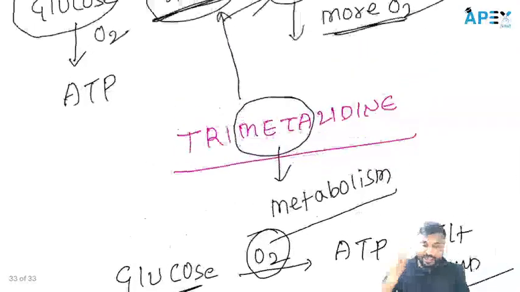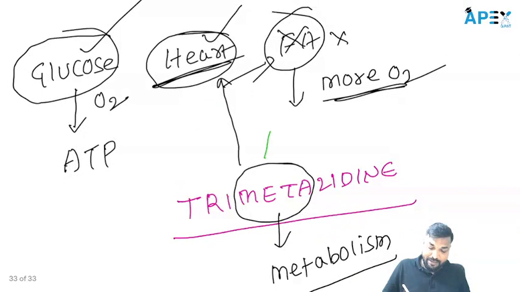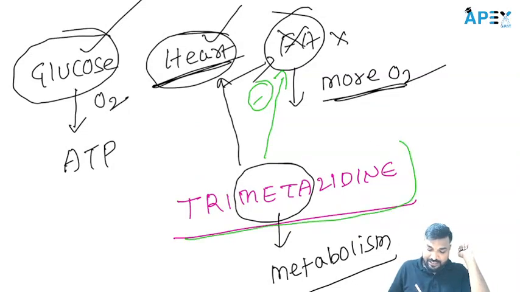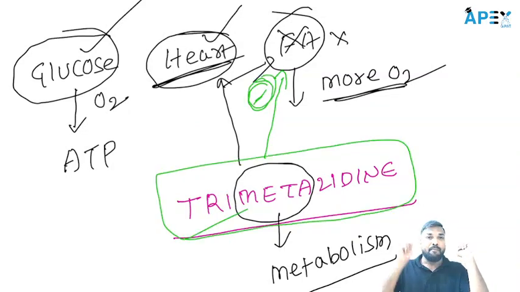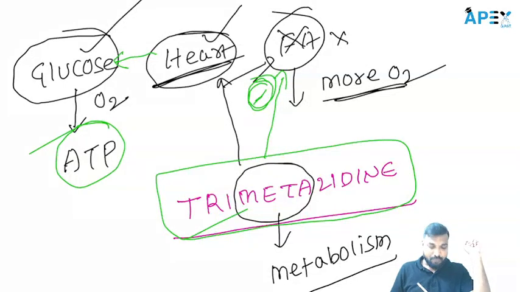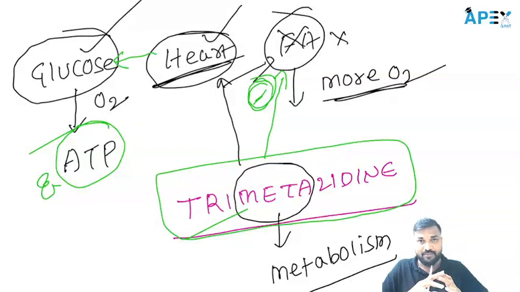Indirectly, what is trimetazidine doing? It inhibits fatty acid oxidation. Indirectly, trimetazidine inhibits the beta oxidation of fatty acid. So when the beta oxidation of fatty acid is inhibited, the heart starts utilizing glucose and producing enough ATP, and then we are treating the symptoms.